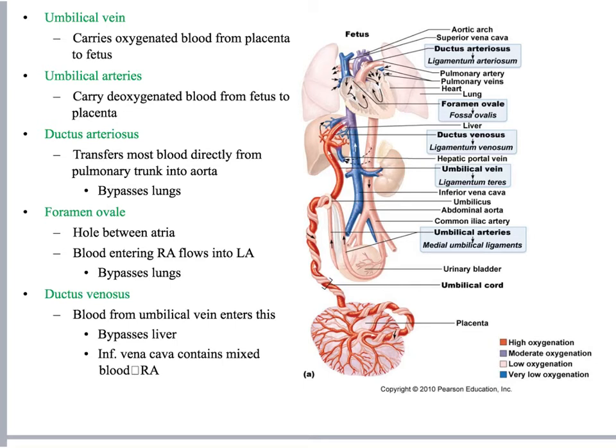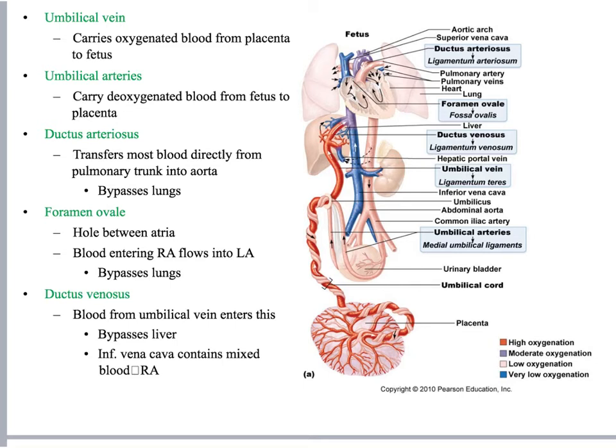Now, we also have some other shunts. The ductus arteriosus transfers most of the blood from the pulmonary trunk directly to the aorta, which allows blood to bypass the lungs. The lungs are one of the last things to develop in a developing fetus, so it makes sense that there would be no reason to bring blood to the lungs because they're not functioning. All of the gas exchange has to happen in the mother's lungs.